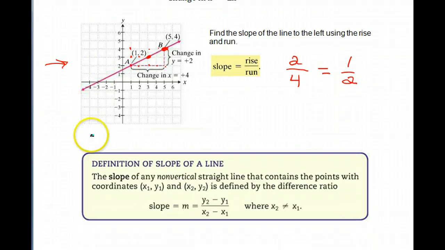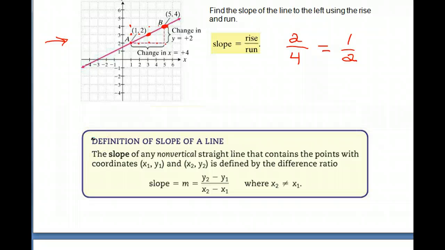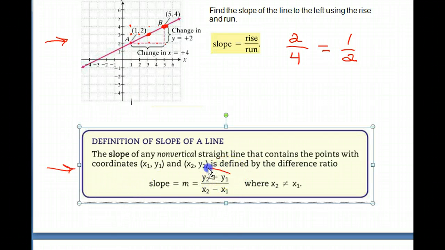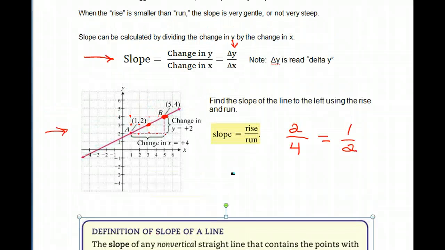Okay, so the definition of the slope of a line, again, just to review: the slope of any non-vertical straight line that contains the points that have coordinates x1, y1 and x2, y2 is defined by the difference ratio shown here. This is the official formula to calculate slope. And it is exactly the same as what we just talked about up here. It's just shown in a different form.